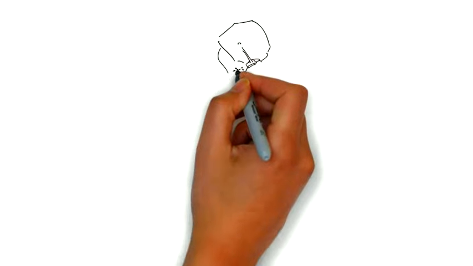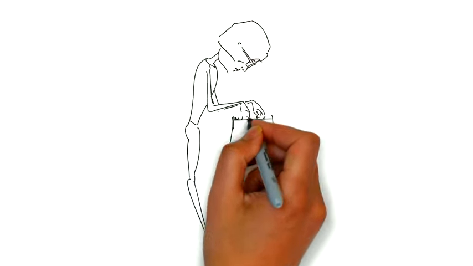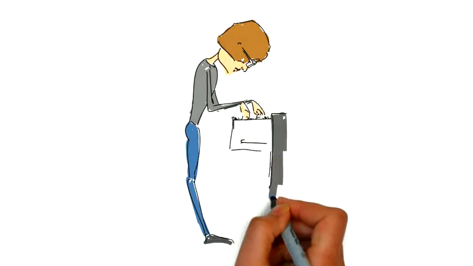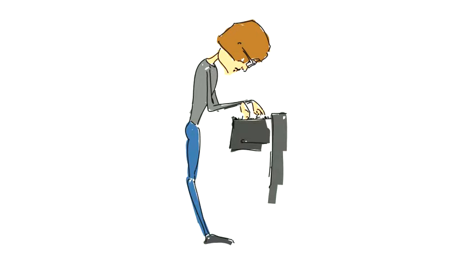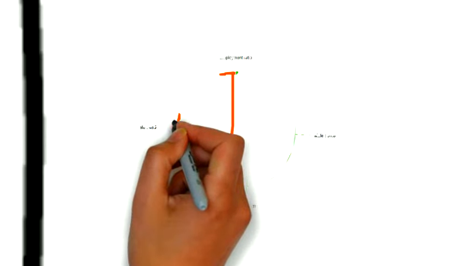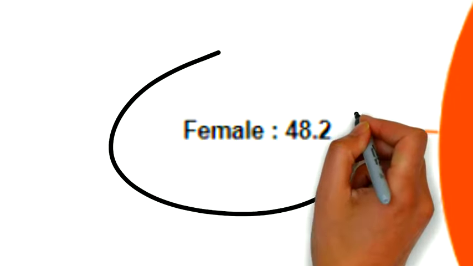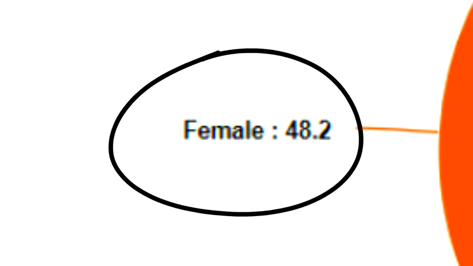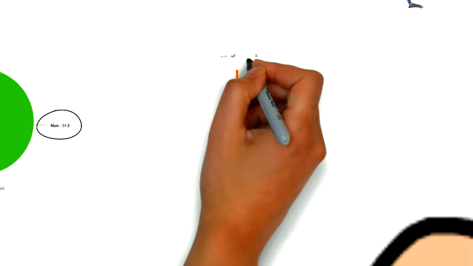From the very beginning, finding appropriate data for our project was a challenge. We looked through several databases but couldn't find the data we needed. Therefore, we referred to the State Statistical Committee of the Republic of Azerbaijan. According to this pie chart of all employed people in Azerbaijan, 51.8% are men, the rest are women. There isn't a significant gap in this issue.